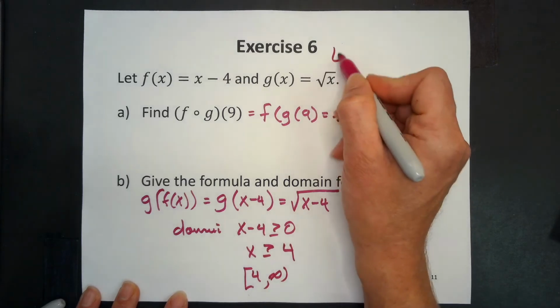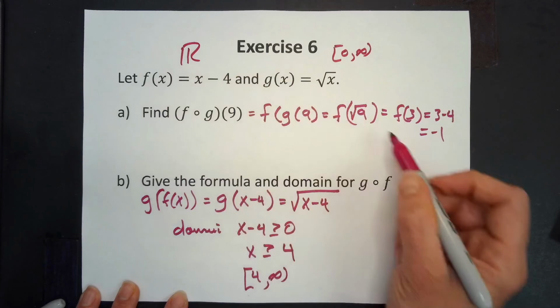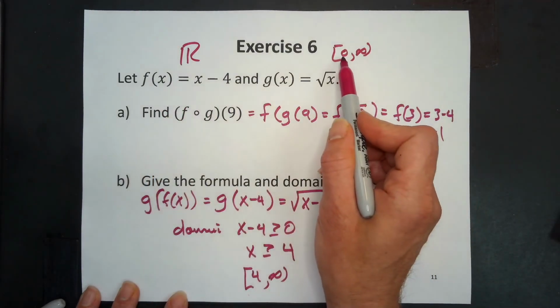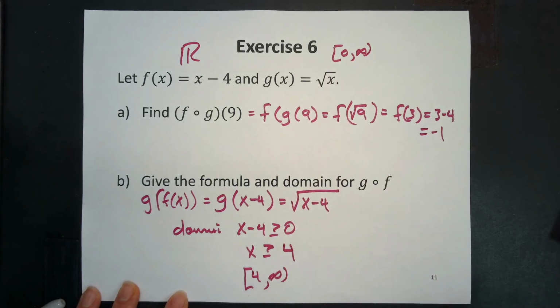So the domain for the original g of x was from 0 to infinity, and for f it was all real numbers. But since this function moved everything to the right 4 units, I had to move the domain right 4 units. So in this case, it went from 4 to infinity.